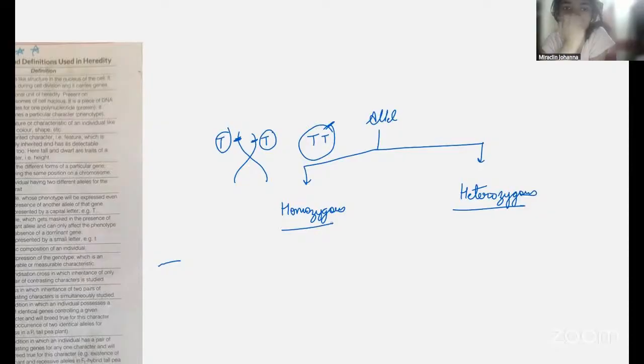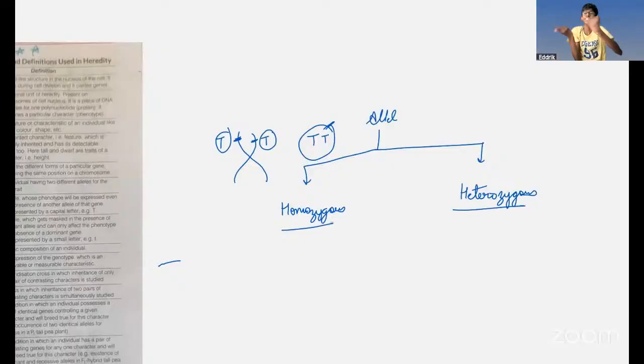So I got frozen. Yeah. And wait. Can't understand the allele part. It's a little bit difficult.